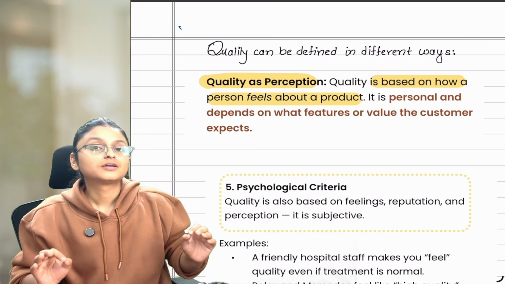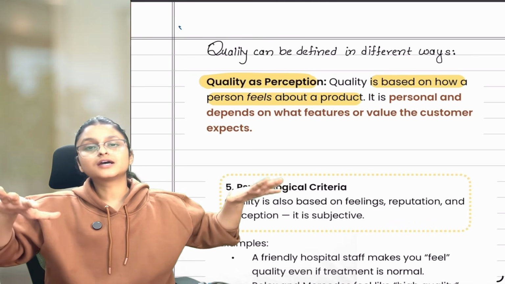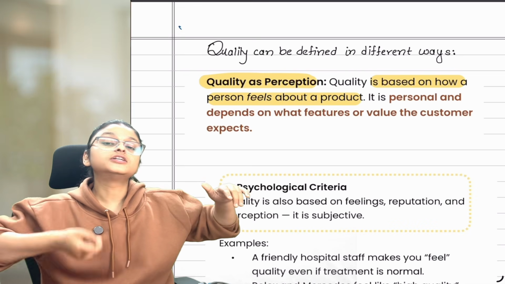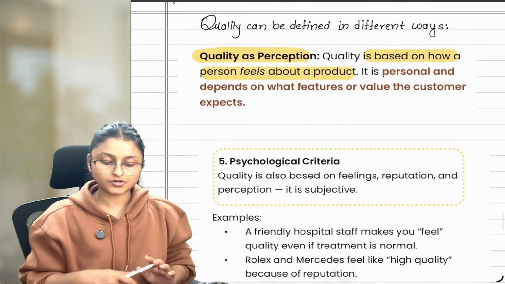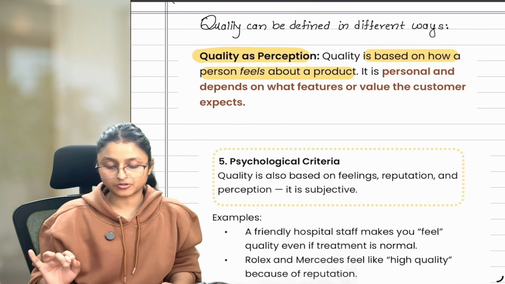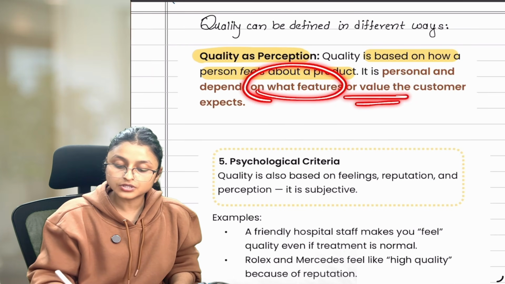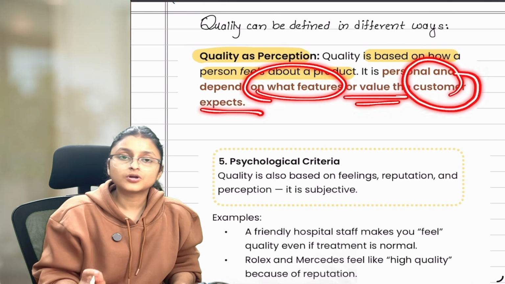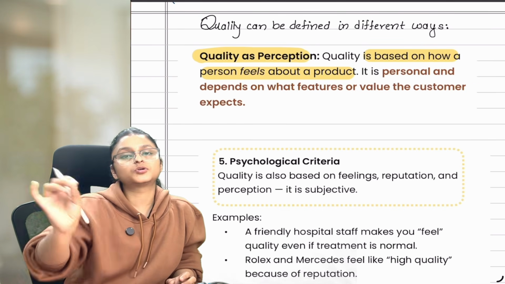It is not in reality. It is just perception. We think that they are different, but they are not actually different in reality. So quality as perception is based on how a person feels about a product. It is personal and depends on what features or value the customer expects. What you are expecting, on the basis of that you decide that this product is a quality product for me.